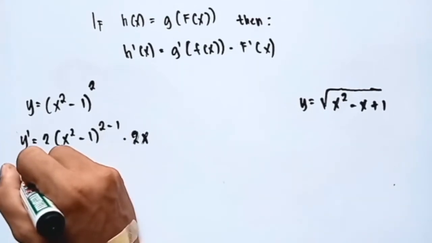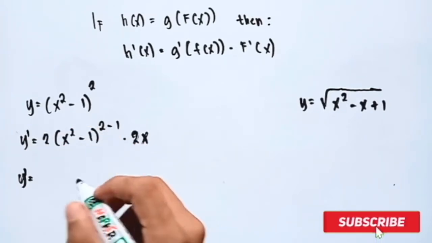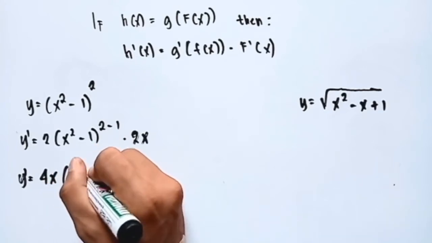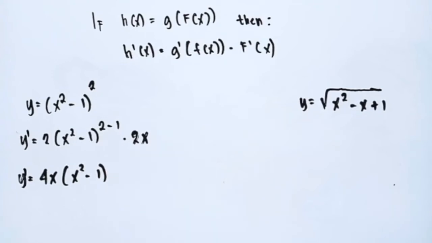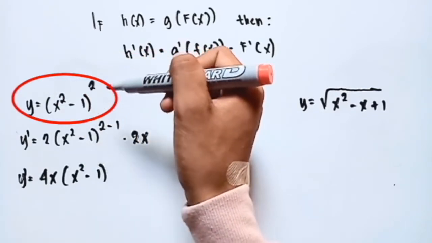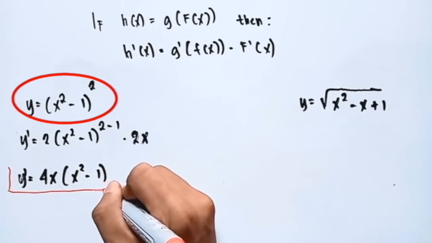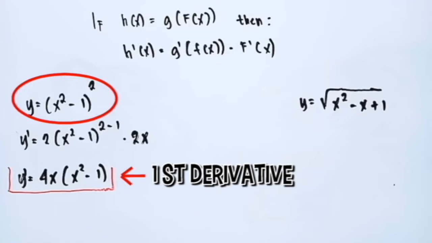So y prime is equal to 2 times 2x. This will be 4x times x squared minus 1 raised to 2 minus 1, which is 1. So it means the first derivative of the function y equal to x squared minus 1 raised to 2 is equal to 4x times x squared minus 1. So this is the first derivative.